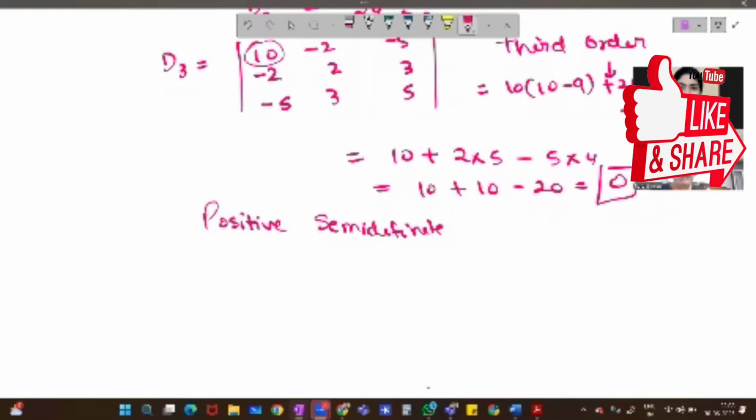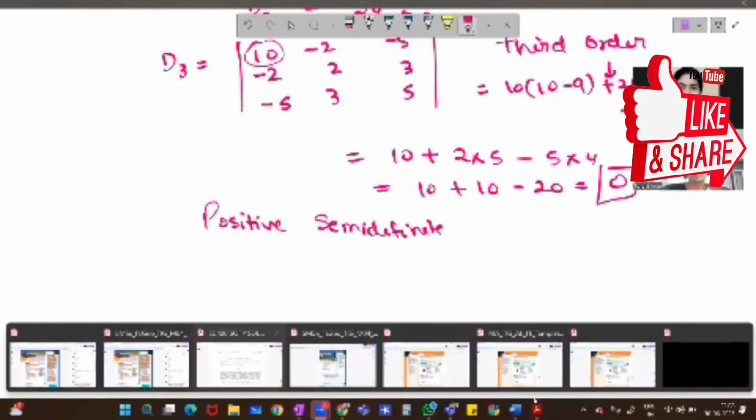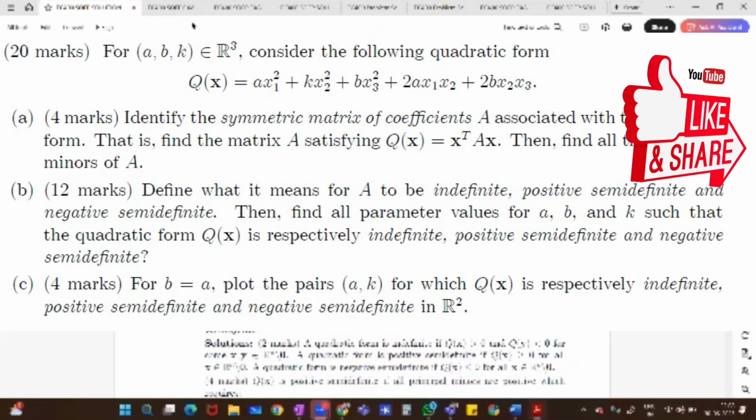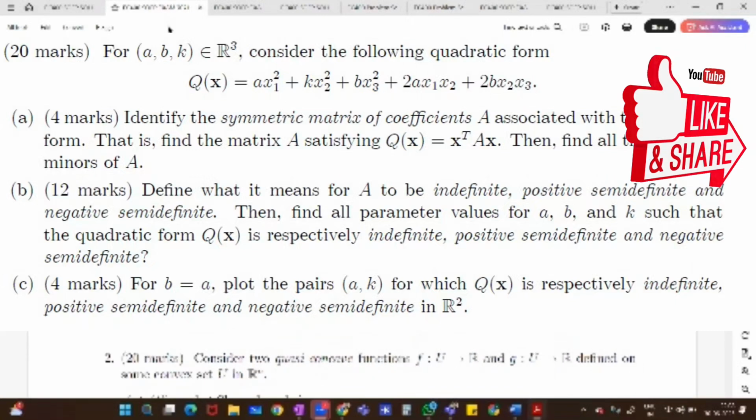Now let's try your question paper here. This is 2021. Read the question. This is of 20 marks total. You need to consider this quadratic form. The first part asks to identify the symmetric matrix of coefficients associated with this quadratic form, satisfying Q(x). Then find the principal minors.